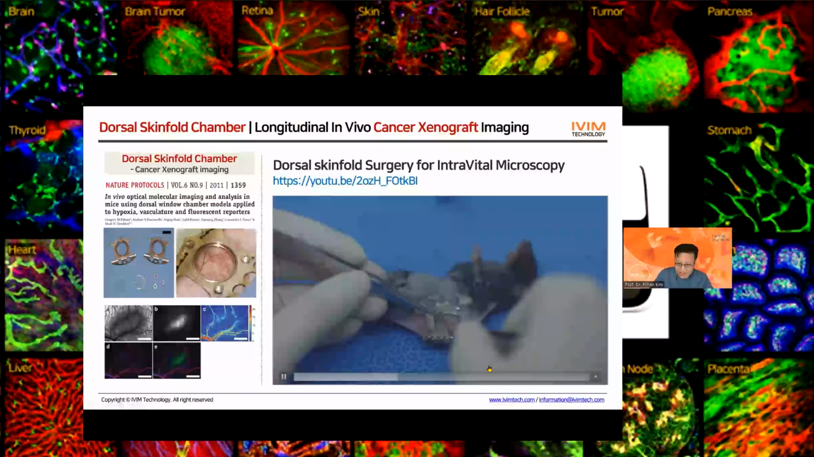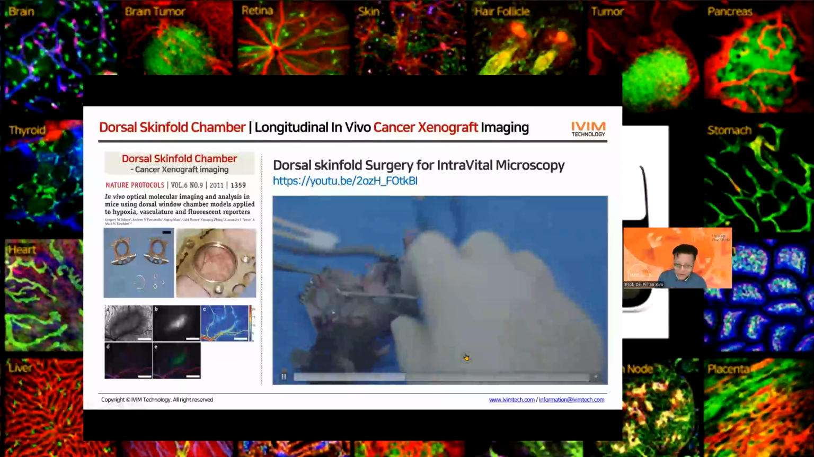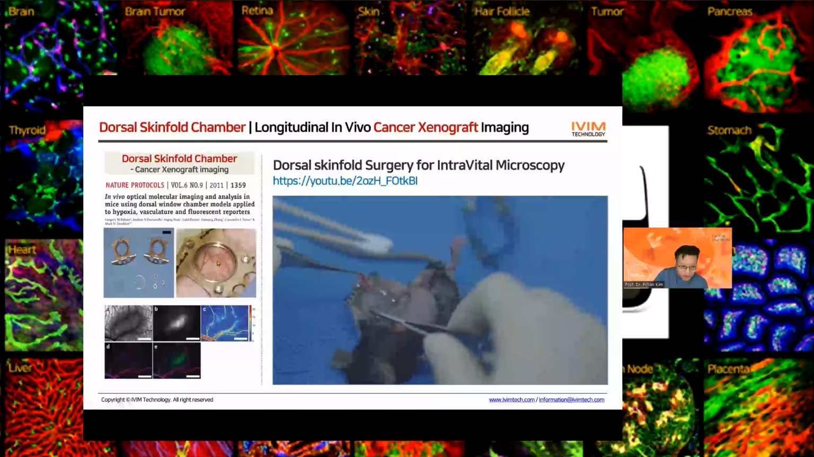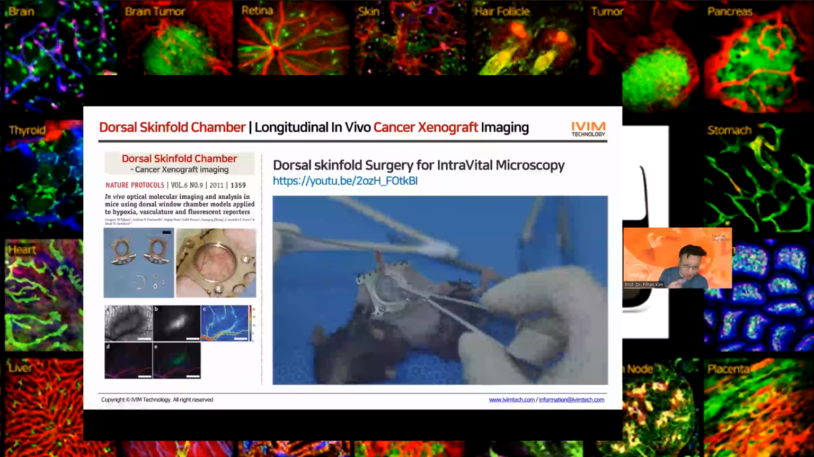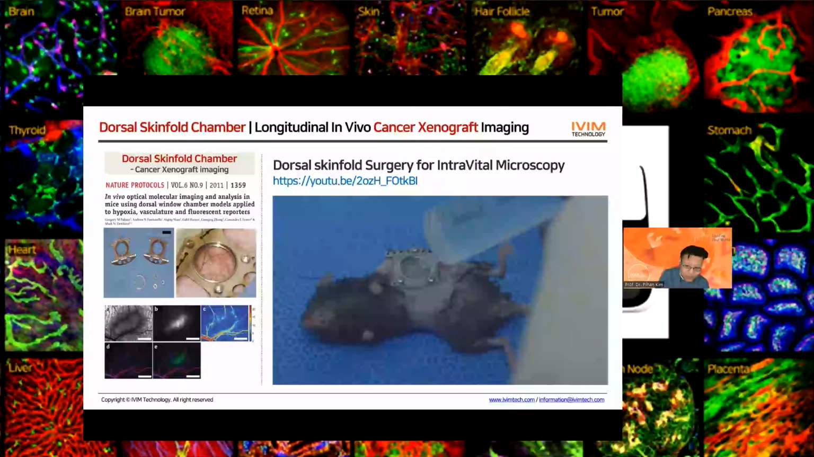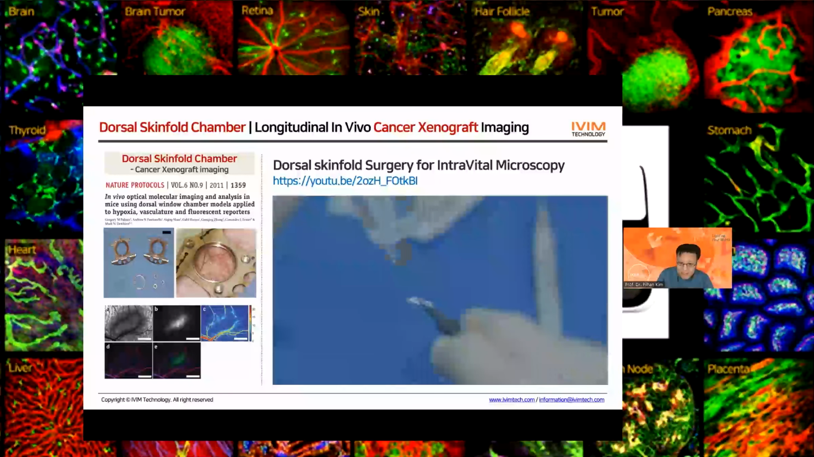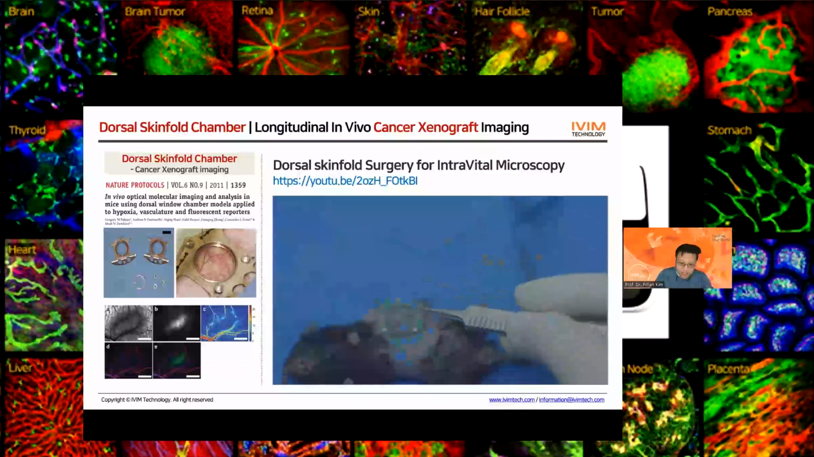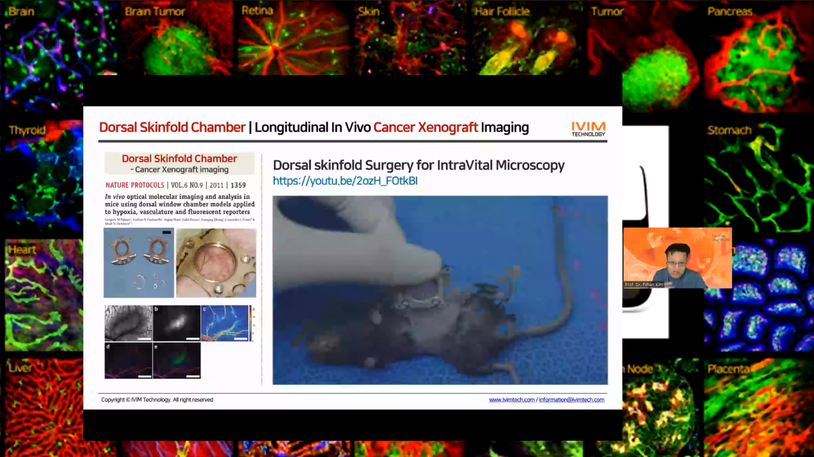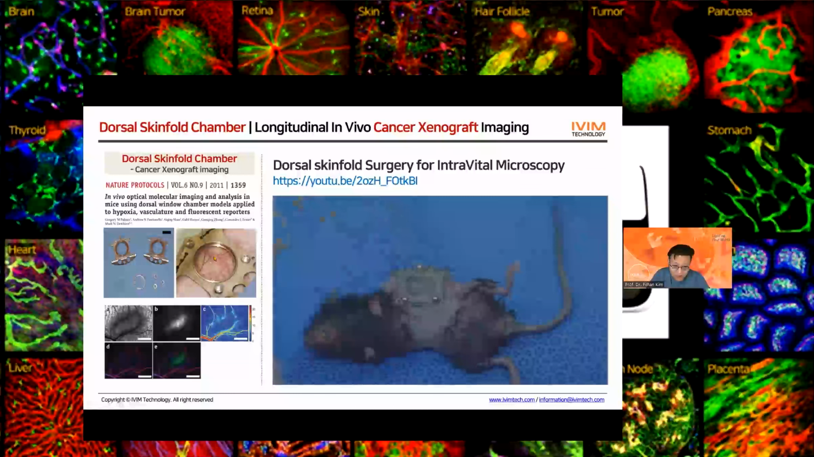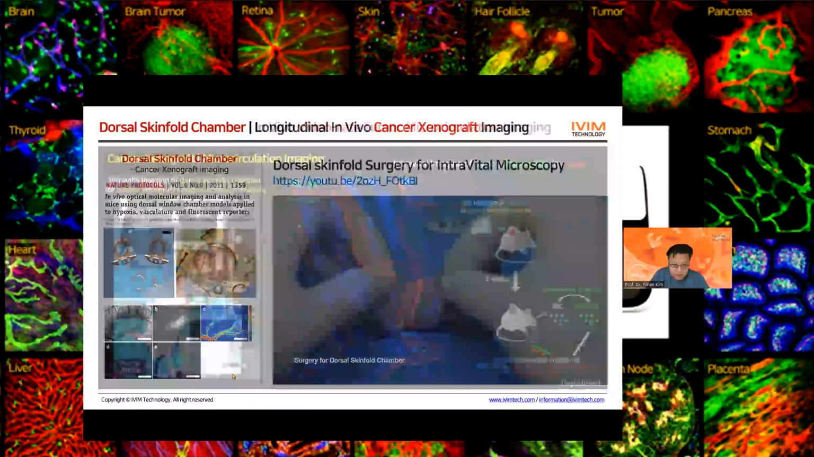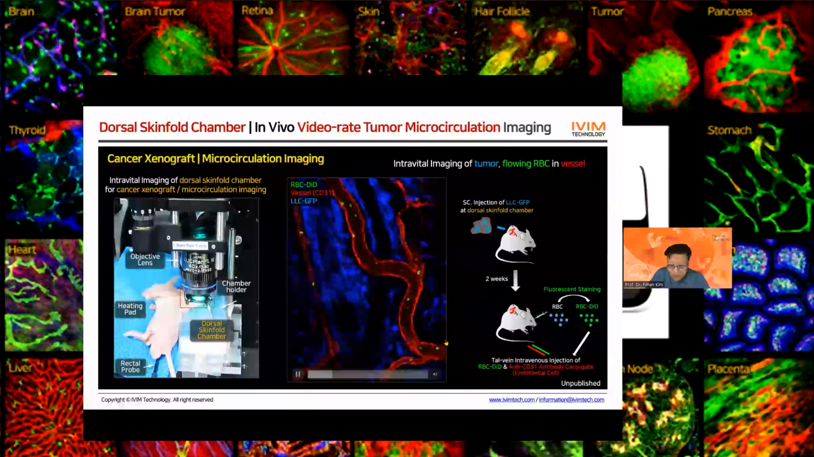As you can see in this video, this is our educational video. And in the middle, we can inject the cancer cell, normally human cancer cell, in the middle of this imaging chamber. And then we can keep this mouse alive for 3 to 4 weeks. And then we can observe how this cancer cell interacts inside the subcutaneous tissue. So this is one of our data.